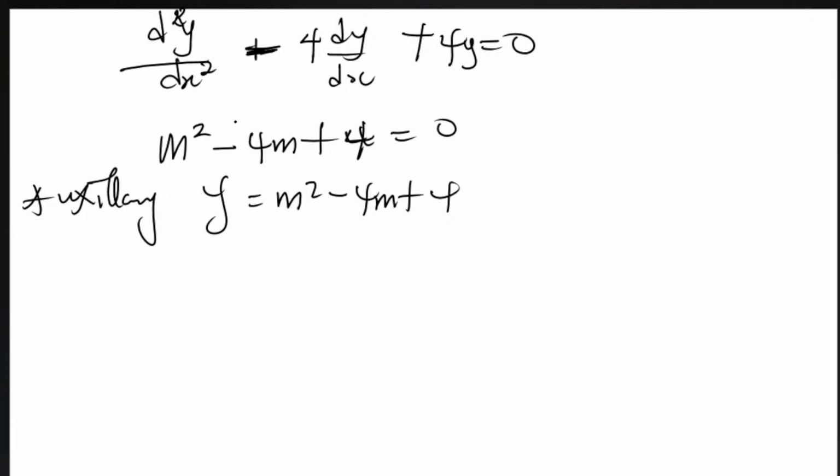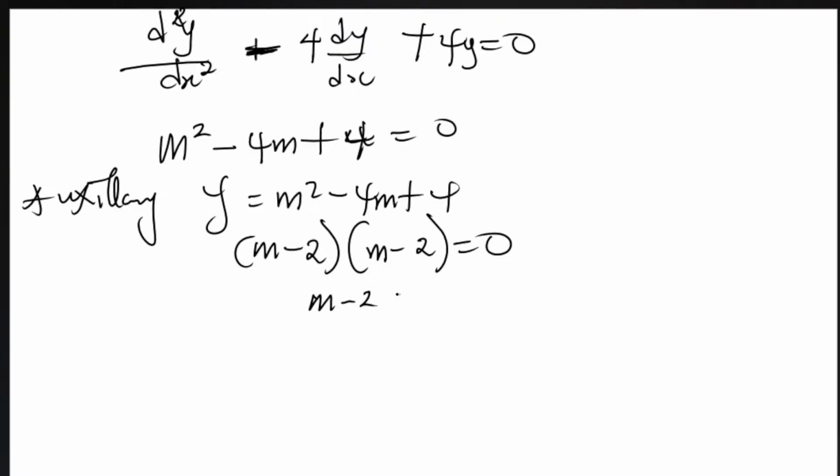If you multiply minus 2 by minus 2, you are going to get 4. And if you add minus 2 plus minus 2, that will give you minus 4. So those two numbers are m minus 2 and m minus 2, and this is equal to 0, such that when you expand this bracket, you simply arrive at m squared minus 4m plus 4. So what you simply have here is m minus 2, and this is equal to 0.